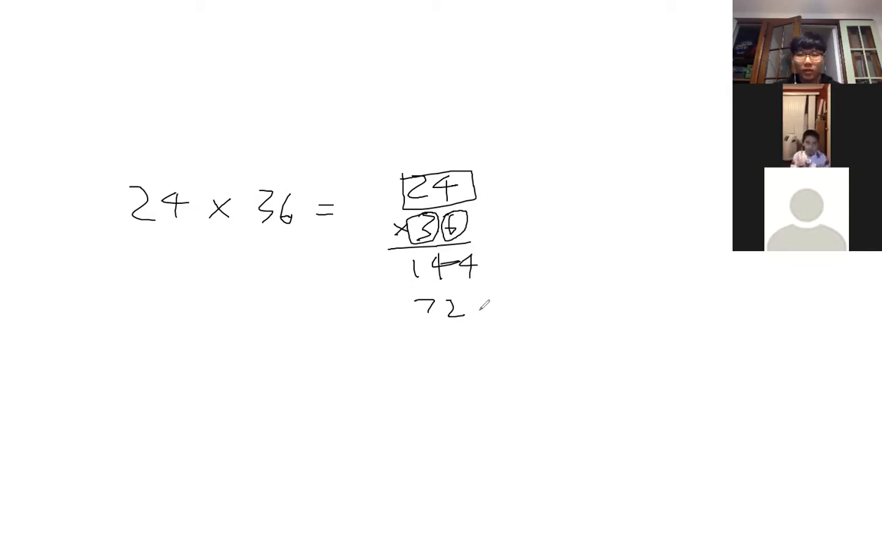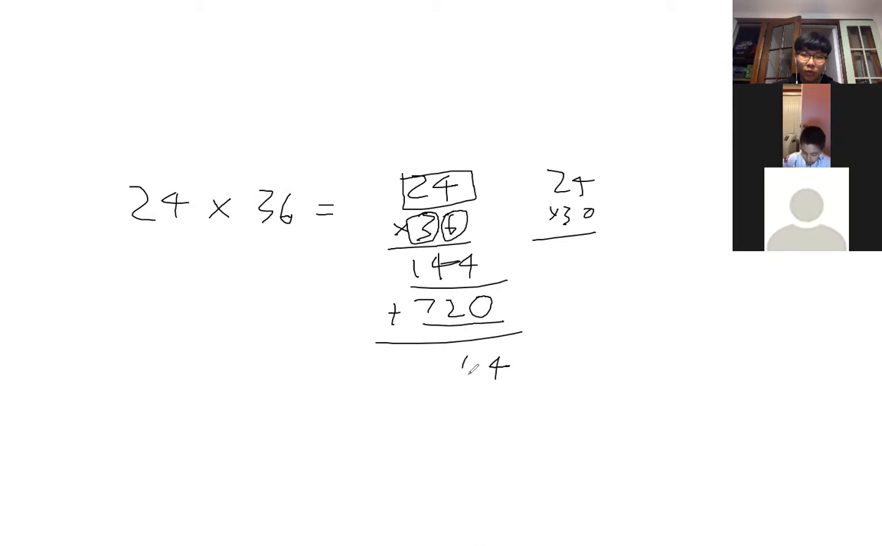But what's different about this one is that with the 72, we actually had a 0 here. That's because this 3 is in the tens digit place, which means this number is actually smaller than it should be. So we have to add the 0 here, because this number would be 24 times 30. If we're multiplying 24 by 30, then this would be the number. But since it's the 6 here, it's more than 30, so we're also adding this number. So pretty much what we're doing is adding these two numbers up.